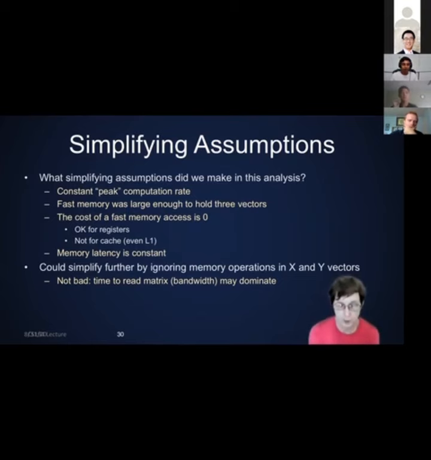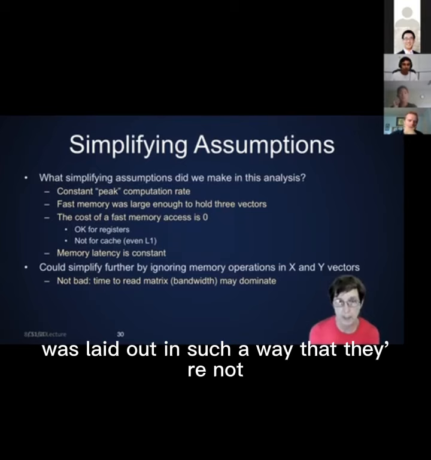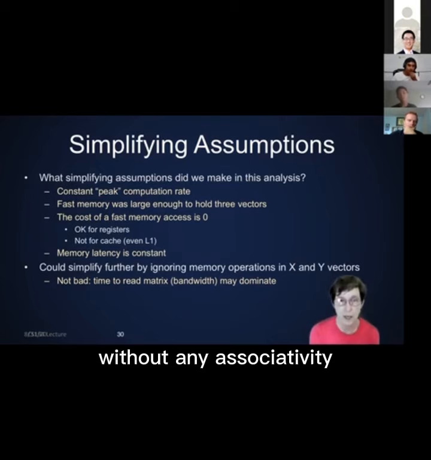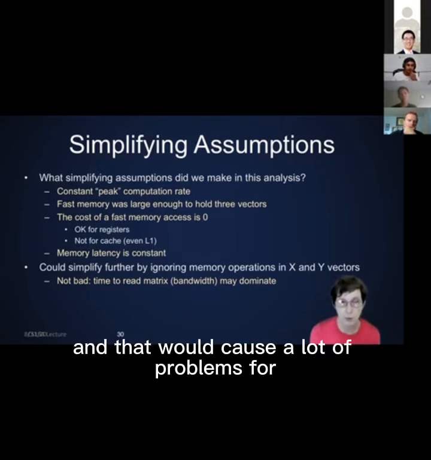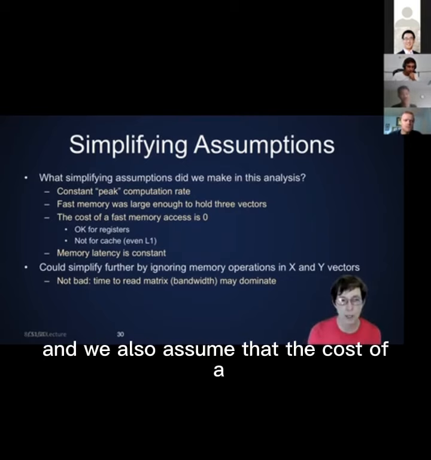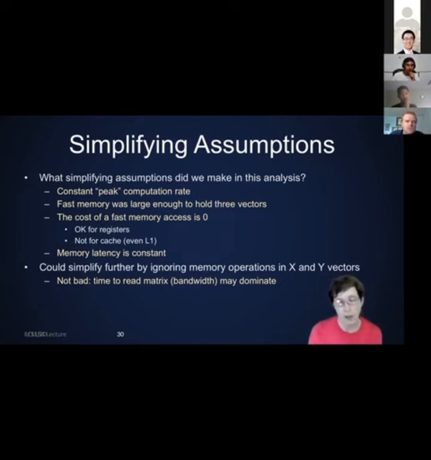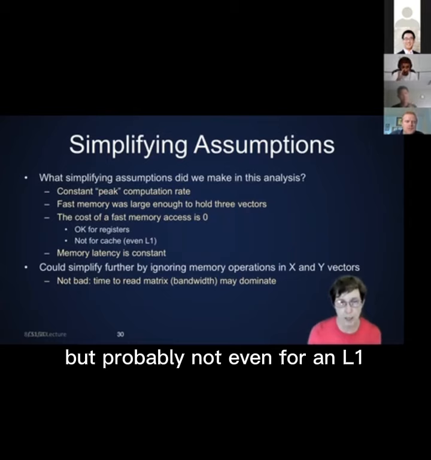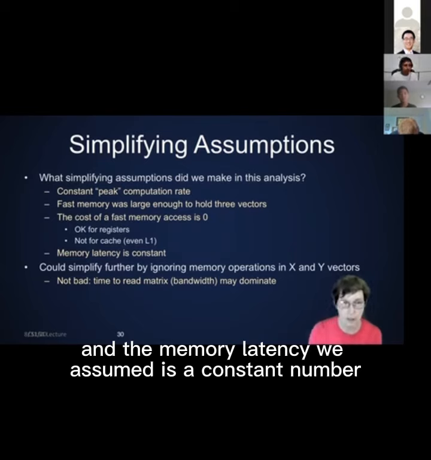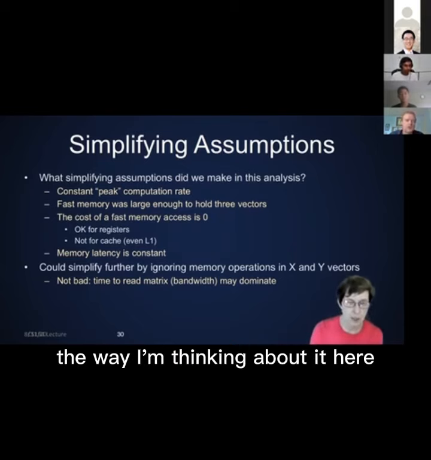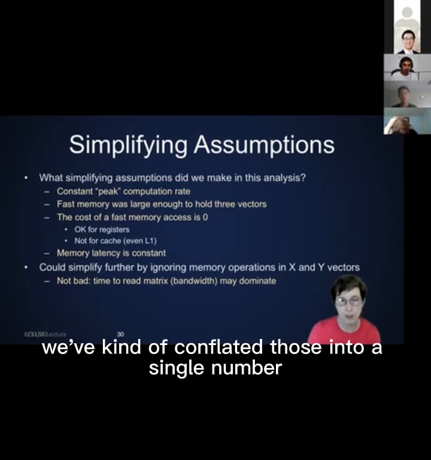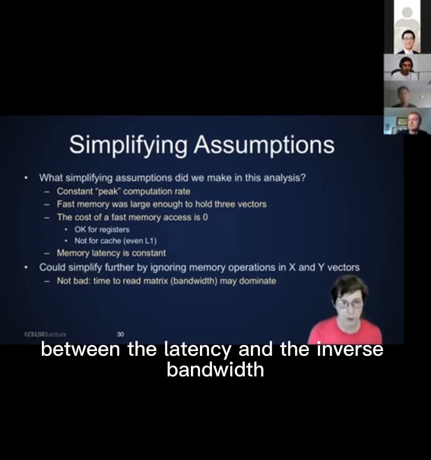And by the way, we assumed that the organization of, say, that cache was laid out in such a way that they're not all interfering with each other. If you had a direct mapped cache without any associativity, they could all be living in the same part of the cache, and that would cause a lot of problems for the performance and for the way we've done the analysis. We also assumed that the cost of a fast memory access is 0, which might be a reasonable assumption for registers, but probably not even for an L1 cache, where it's going to be a few cycles. And the memory latency, we assumed, is a constant number. Really, the way I'm thinking about it here is the inverse bandwidth, at best, but in any case, we've conflated those into a single number between the latency and the inverse bandwidth.